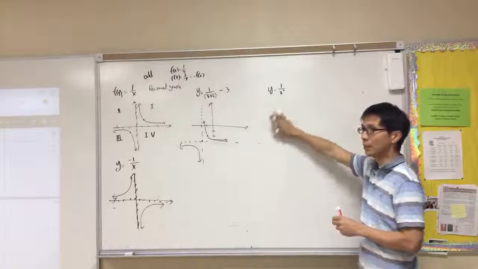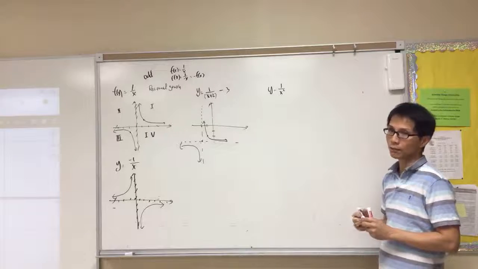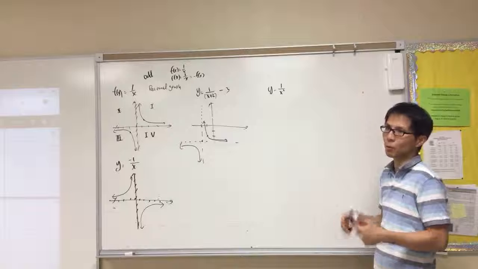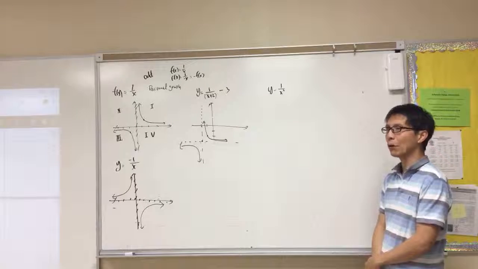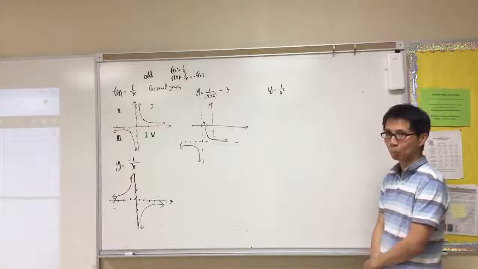What about this one? Is it an even or odd function? Even, because if I plug in negative x, it's going to be 1 over x squared, which goes back to the original. So can you predict what the graph of 1 over x squared looks like?